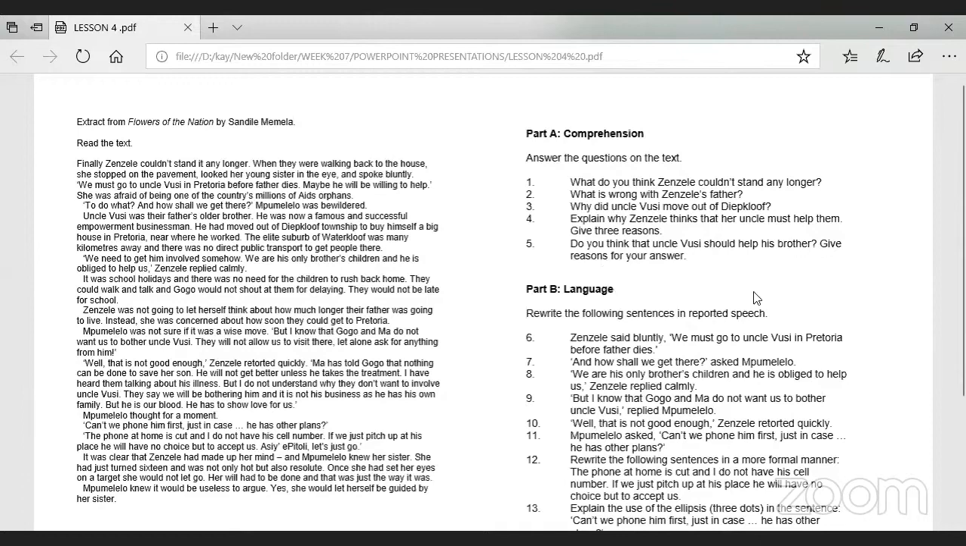Your final question is, do you think that Uncle Vusi should help his brother? Give reasons for your answer. This is out of your own understanding and knowledge. It's not necessarily within the book, so it's up to you. If you say yes, you think that Uncle Vusi should help them, then you should state your reasons. If you say no, then you should state your reasons as well.